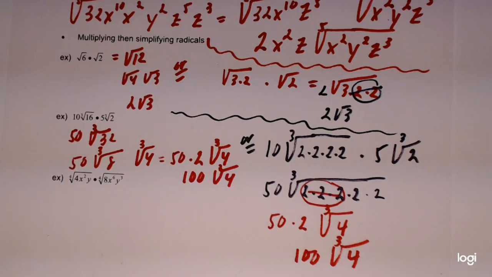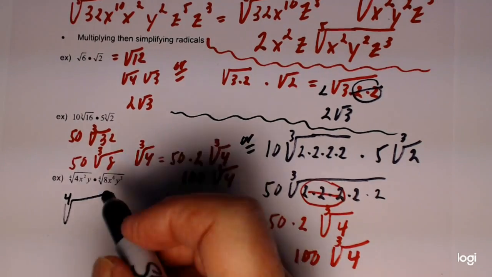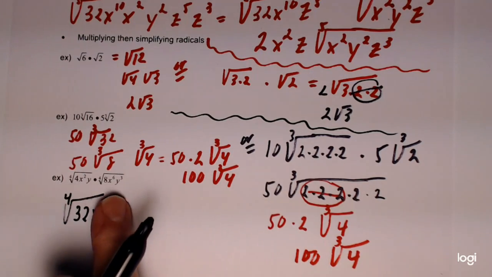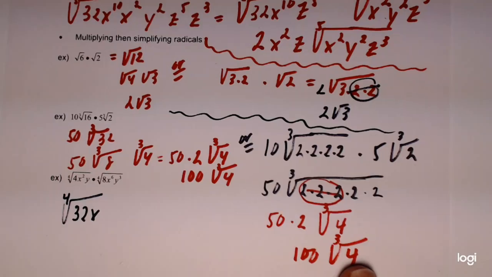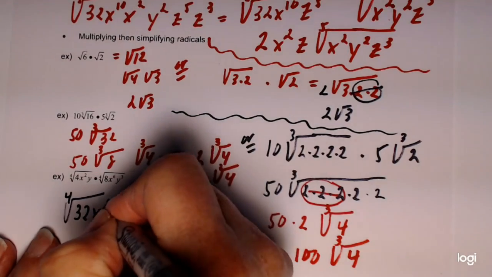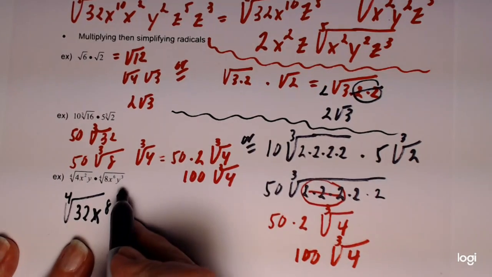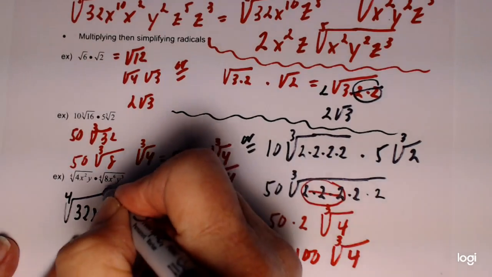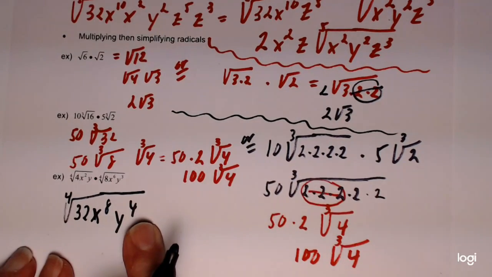So what am I talking about here? 4 times 8 is 32. Now, x squared times x to the 6, we're multiplying, so we add the exponents, and that is going to be x to the 8. And now y times y cubed is y to the 4. 1 and 3 is 4. Now we're going to simplify.